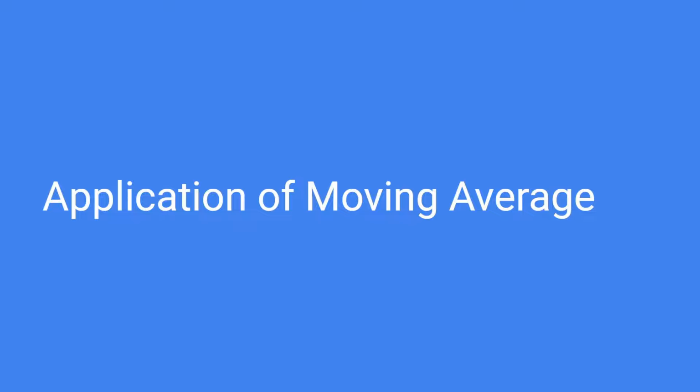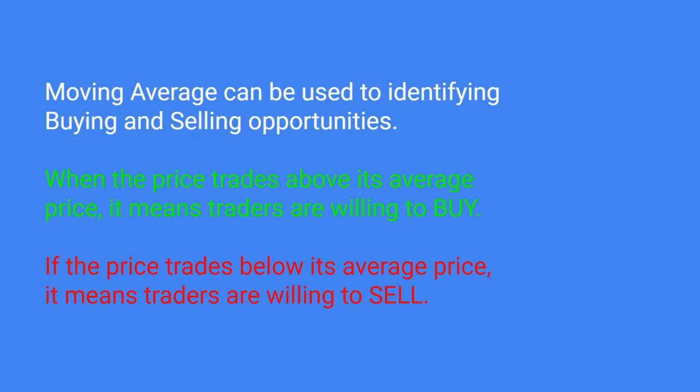Now we are going to see the application of moving average. How are we going to apply this moving average in trading, and how are we going to benefit from it? Moving average can be used for buying and selling. No matter whether you are looking for a buying opportunity or a selling opportunity, moving average can be used. If you wanted to go for the buy side, you need to ensure the price is trading above the moving average. If you wanted to go for the sell side, you have to ensure that the price trades below the moving average.